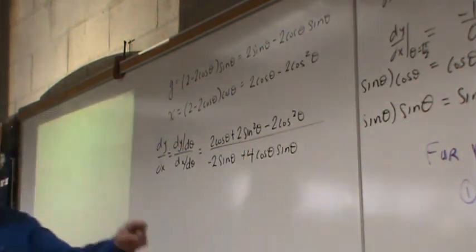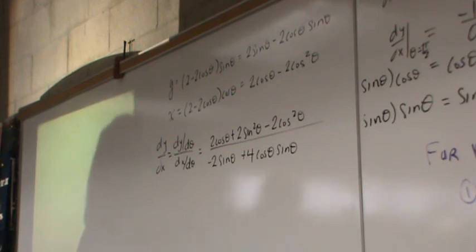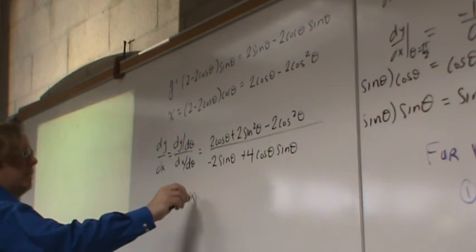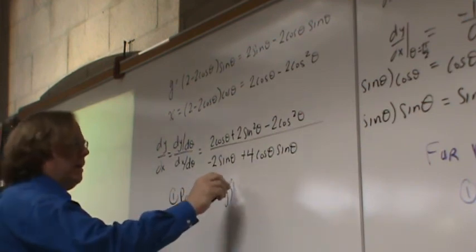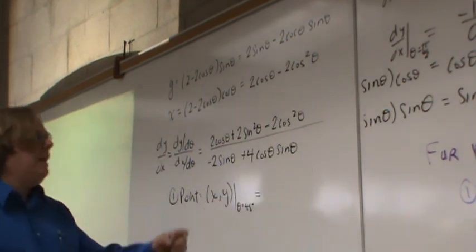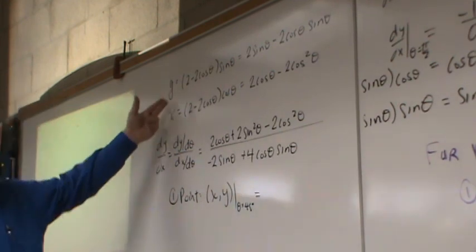Okay, please look up. Did you guys get that for dy dx? If you did, that's wonderful. Now, let's go ahead and get the equation of the tangent line at theta equals 45 degrees. Step 1, I need the point. I need an expression for x comma y evaluated at theta equals 45 degrees. So I need to plug into my x and my y.